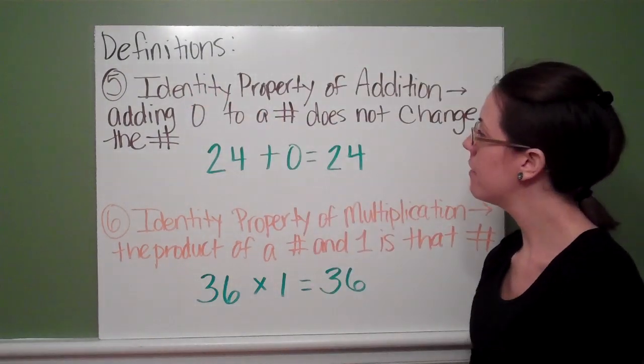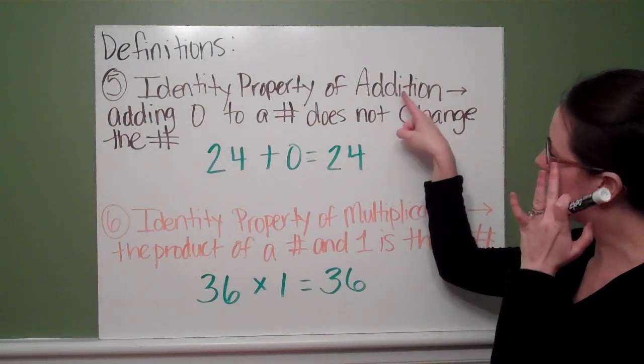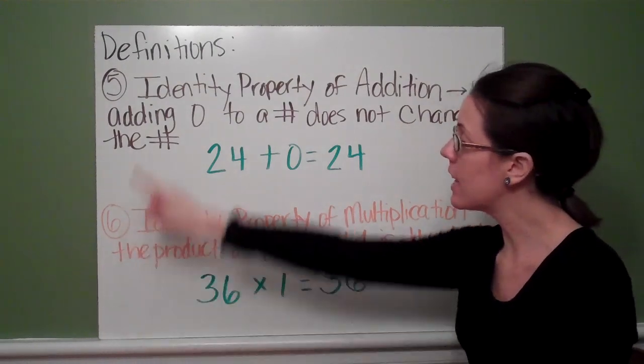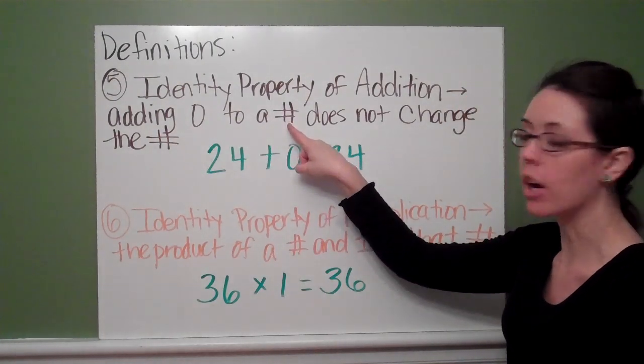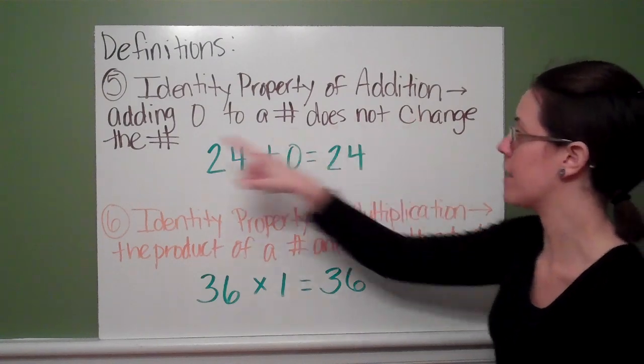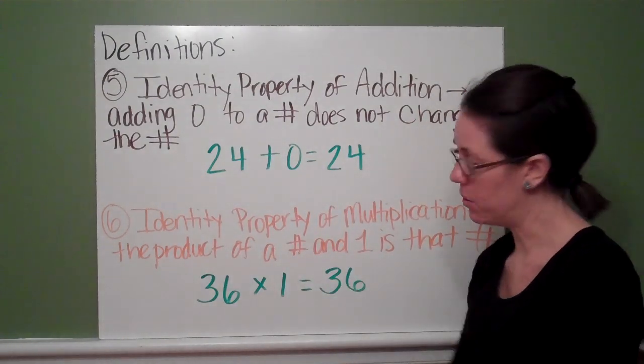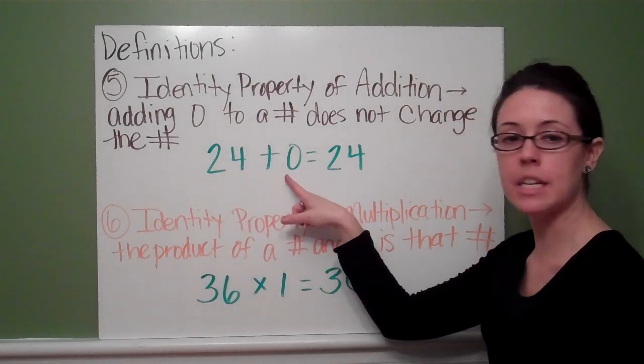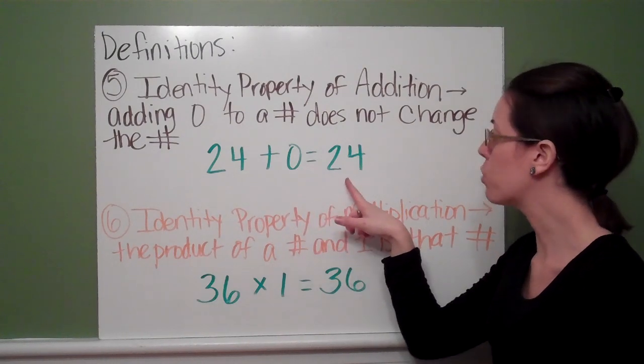Definition number 5. Identity property of addition. This tells us that adding 0 to a number does not change the number. Example, 24 plus 0 is equal to 24.